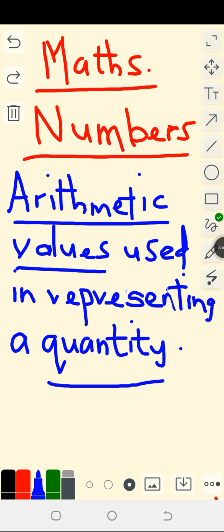So what do we mean by a quantity? A quantity is something that can be measured, something that can be ascertained by virtue of what we use to measure. So we refer to such as what? As a number. I'll go again. We define numbers as arithmetic values used in representing a quantity. So that means when you have a value of something and we use it to represent a quantity, such a thing or an expression is referred to as numbers.